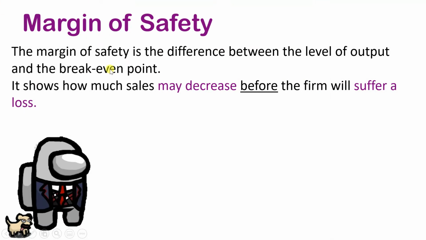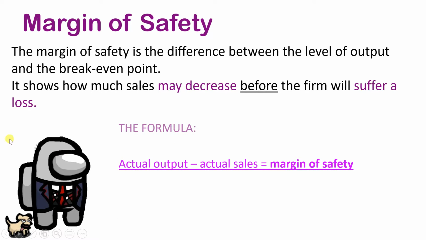Margin of safety. This is the new one. The margin of safety is the difference between the level of output and the break-even point. It shows how much sales may decrease before the firm will suffer a loss. The formula is actual output minus break-even output equals margin of safety. This is a formula that you will need to know.